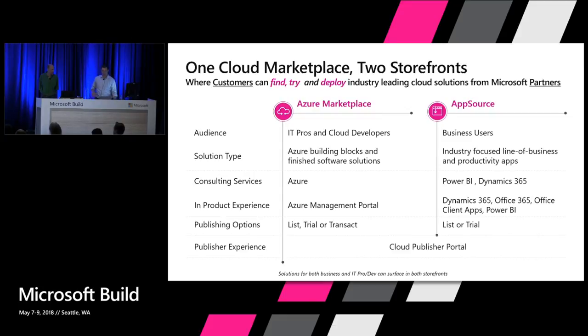Awesome, so let's start. One of the interesting things about Marketplace that gets some people confused is the fact that we have two storefronts. The reason we have two storefronts is because we are dividing the audience. One audience is your IT pros. The other audience is your business users. The other interesting thing is how we manage the product experience. For Azure Marketplace, the product experience is going to be on the Azure Management Portal. The one for AppSource is going to be on the Office 365 environments. Both storefronts use the same backend system. As you become a publisher and deploy your solutions, the backend system is the same. We call it the Cloud Publisher Portal.